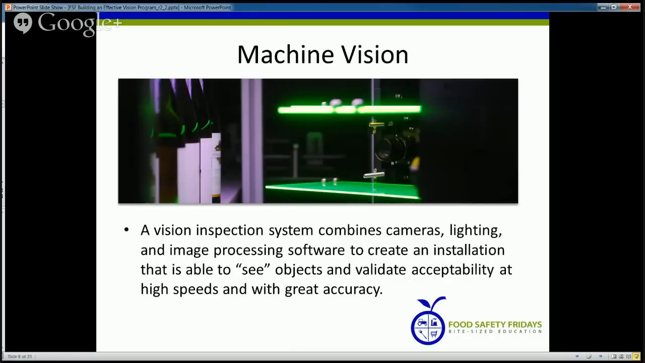So, machine vision. I'll briefly just touch on this, just in case this is something that's new to you. A machine vision inspection system combines cameras, lighting, and image processing software to create an installation that is able to see objects and validate the acceptability at high speeds and with great accuracy. At its core, a vision inspection system will acquire an image, analyze that image, and then produce a result, or take a result based on what is seen and relative to what is expected.